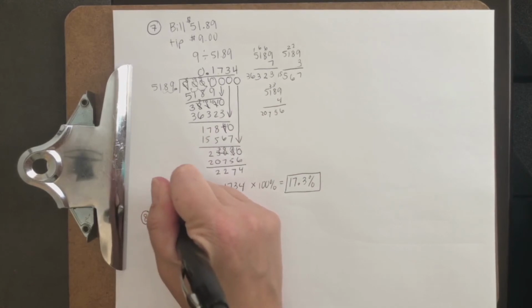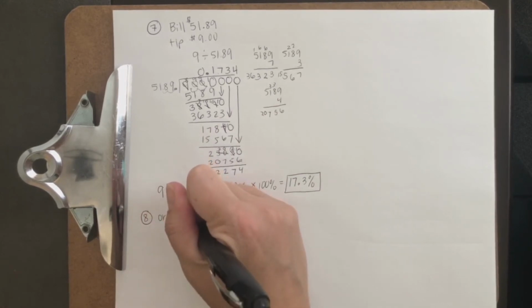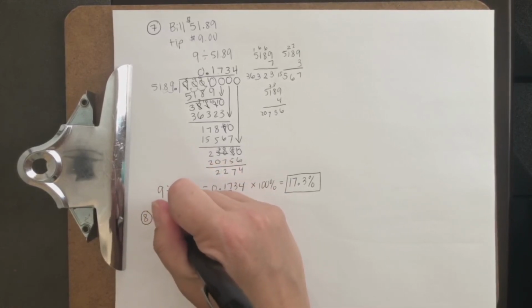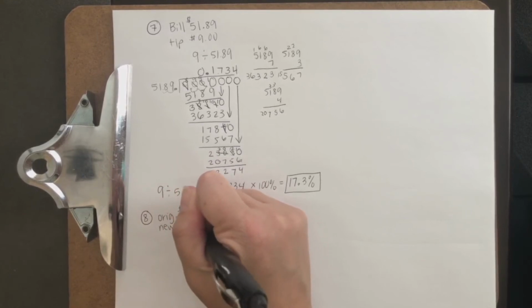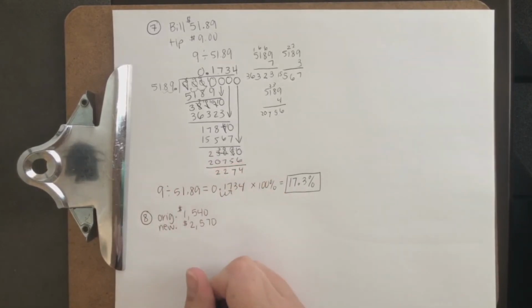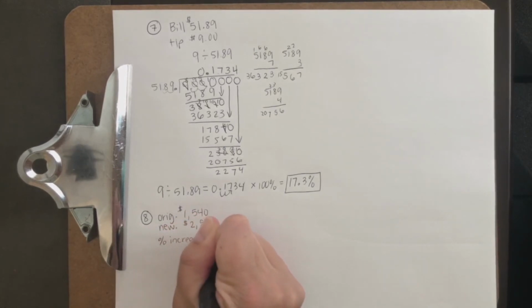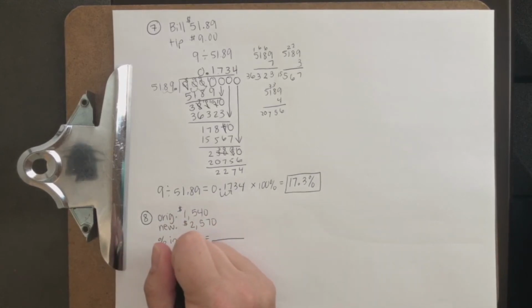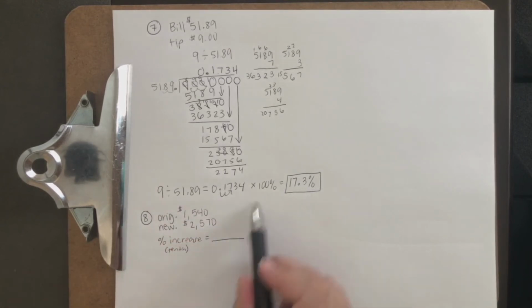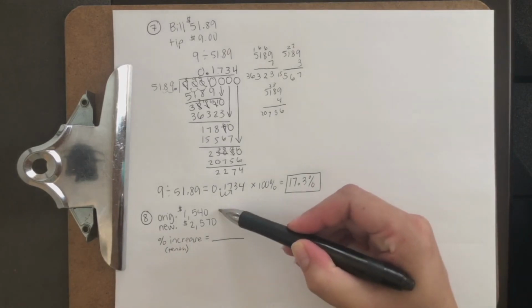So the original is $1,540. The new price is $2,570. The period of 13 years doesn't matter. We're just looking for the percent increase. So percent increase equals, and then round to the nearest tenth if necessary. And that's what we did here, we rounded to the nearest tenth. So we'll take new price minus original price.